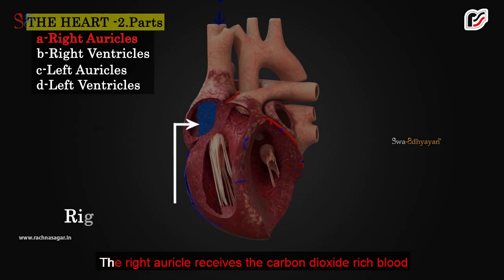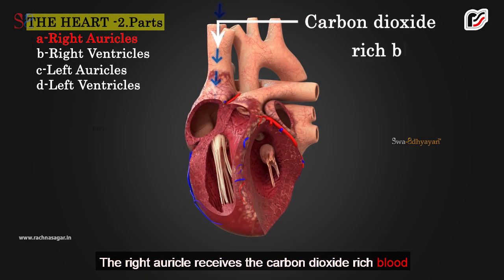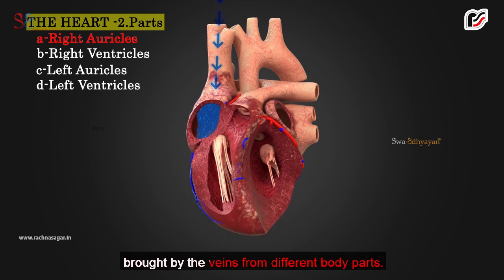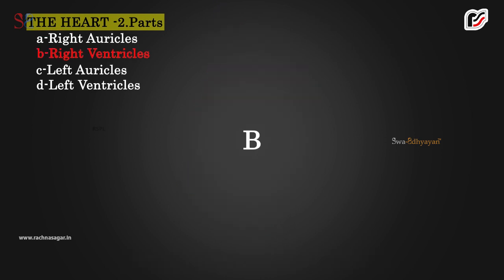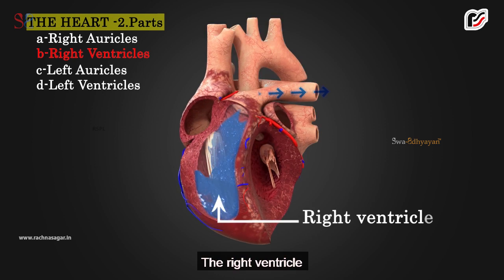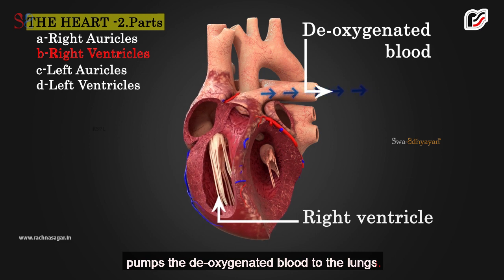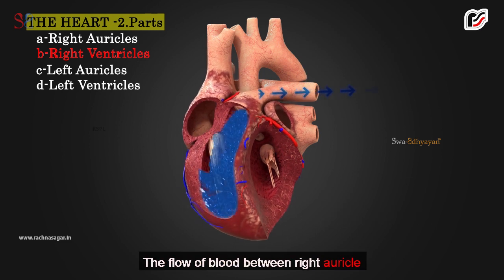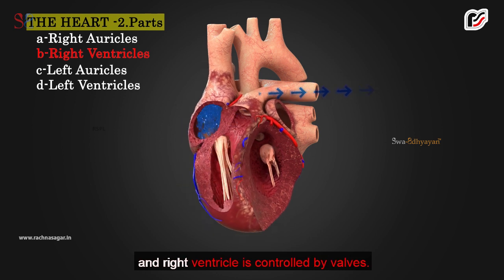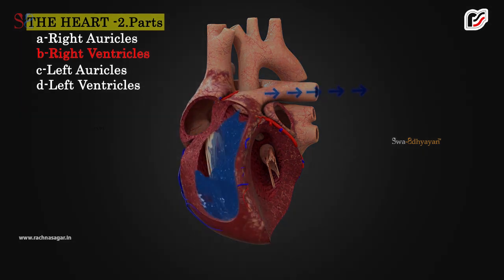A. The right auricle receives the carbon dioxide rich blood brought by the veins from different body parts. B. The right ventricle pumps the deoxygenated blood to the lungs. The flow of blood between the right auricle and right ventricle is controlled by valves.